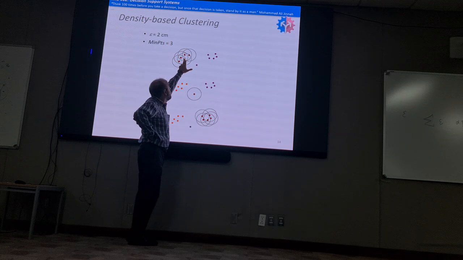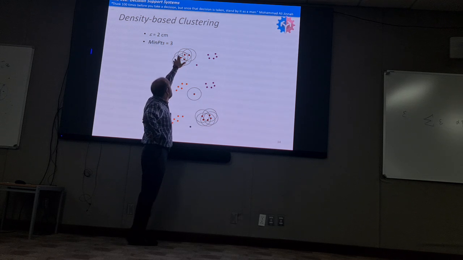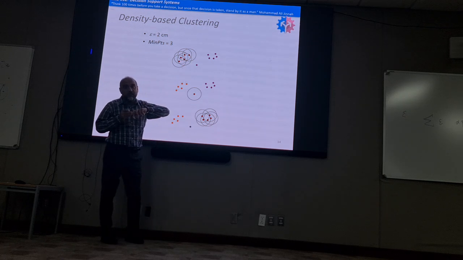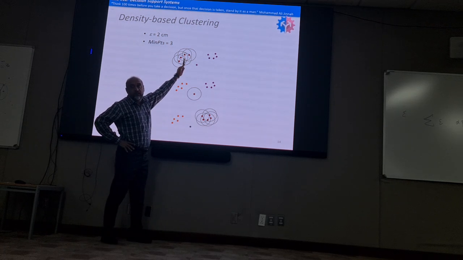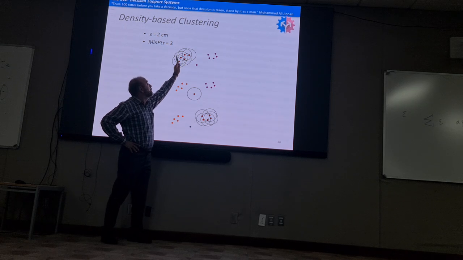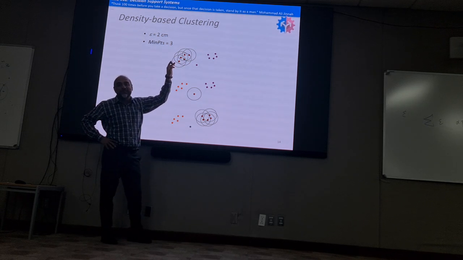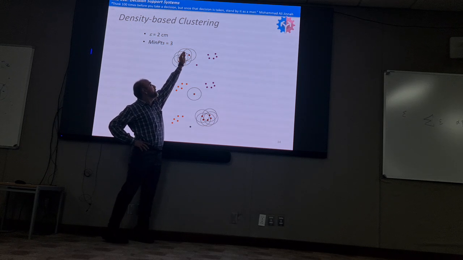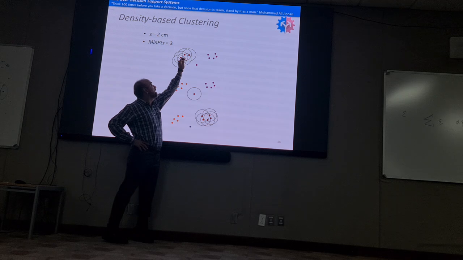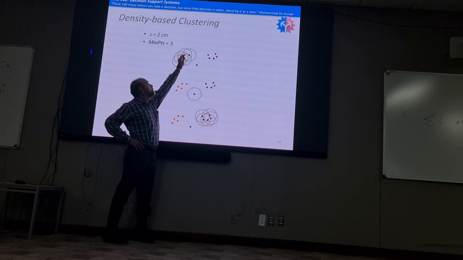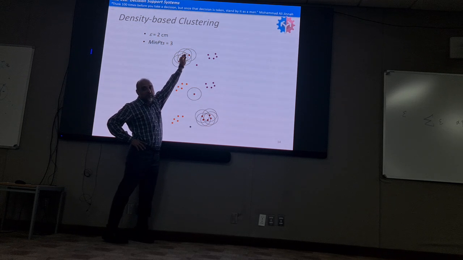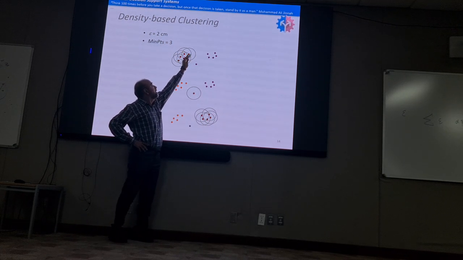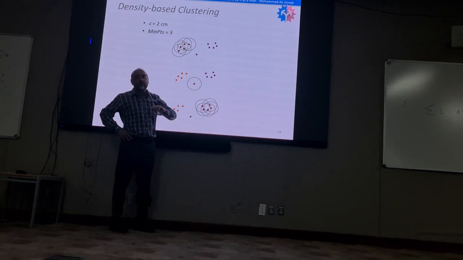But when I draw a circle around this point, how many points does it have in its circle? Can you see this circle around it? How many points inside that circle? Two. Are you sure? Look, this is my circle. I'm drawing this circle: 1, 2, 3, 4. All 4 of them.